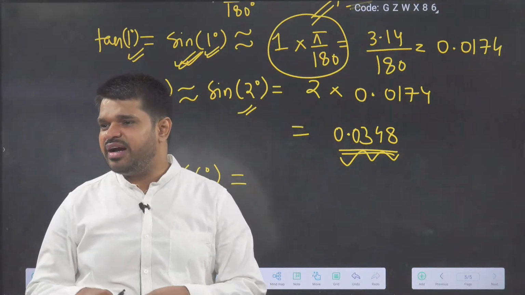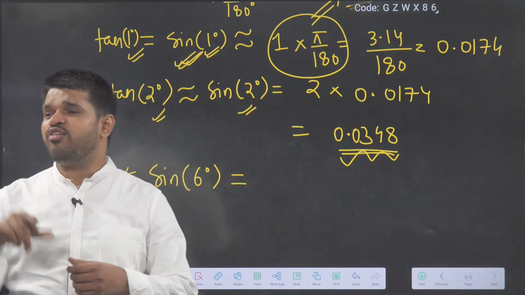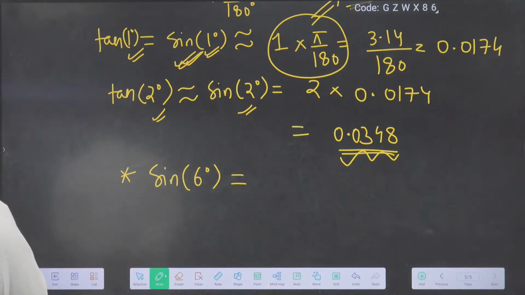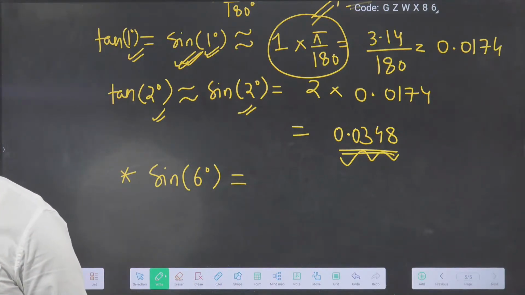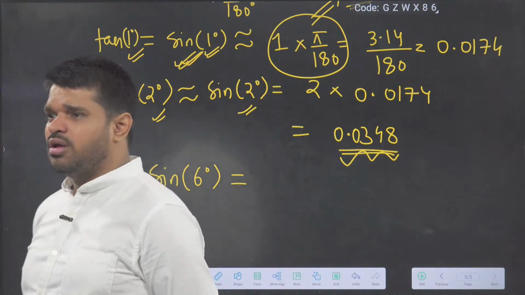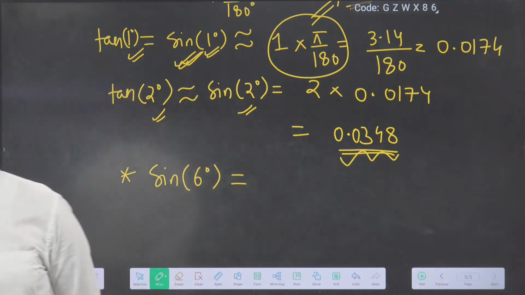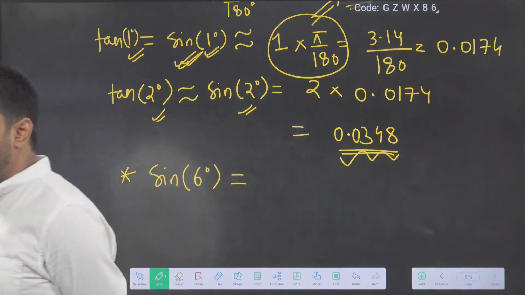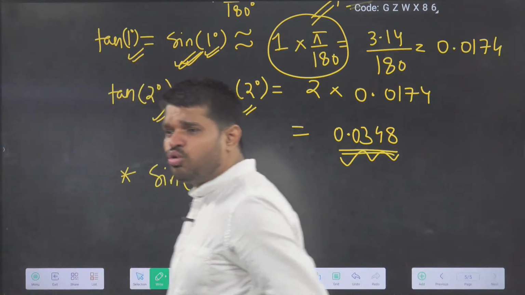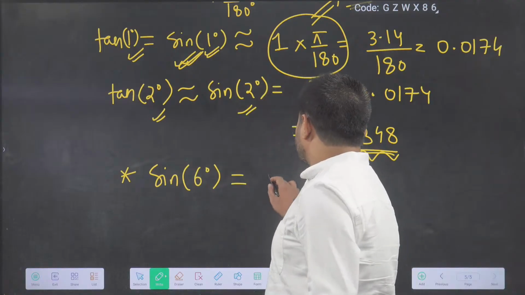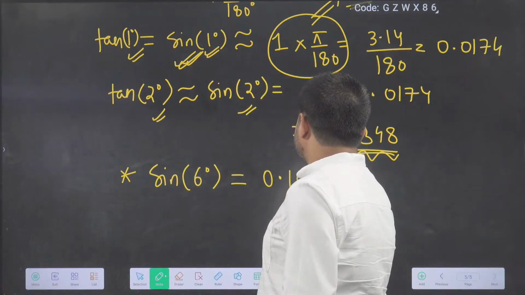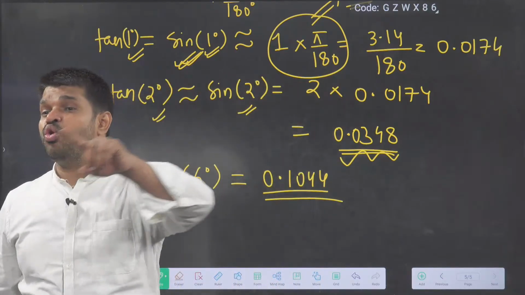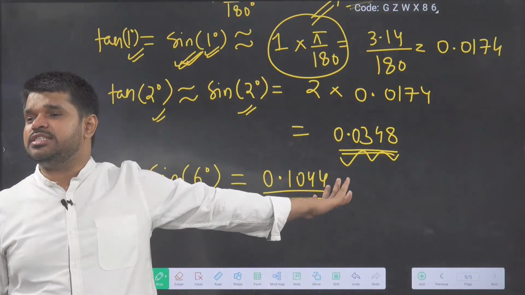One of my dear friends has given an answer. Now check it from the internet. I will take answers from you. 0.1040. Yes, that is also correct. 0.1044. Now check the internet. Use Google and confirm whether you are getting the same thing or not.